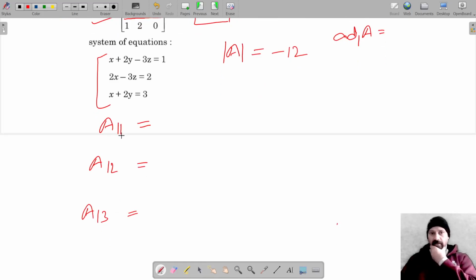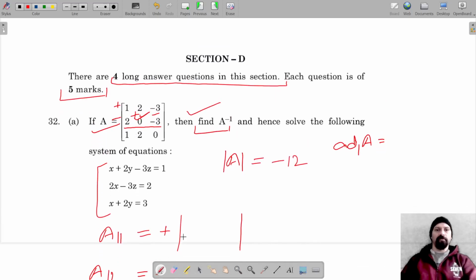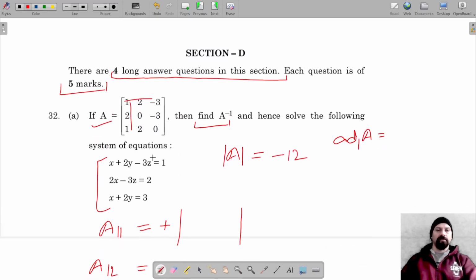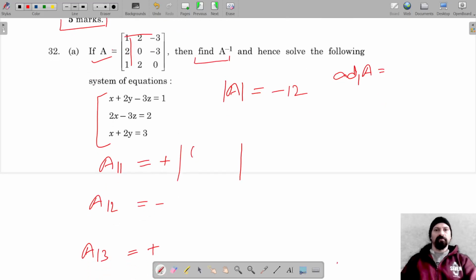And let's assign the sign to them first. So 1 plus 1, adding the row and the column, 1 plus 1 is 2, which is even. So let's put the positive sign. For odd, we put the negative sign, and it's even. Now remove the respective row and the column for element in the first row and first column. So if I remove this, the determinant is 0, negative 3, 2, and 0, which gives me, this is 0 and negative 6.